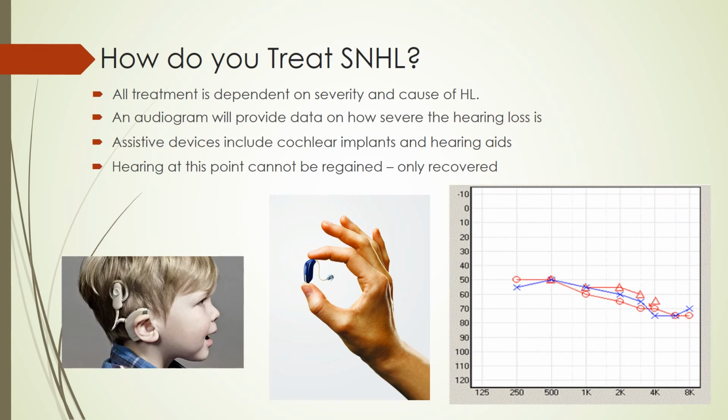You can tell that there is a hearing loss because there's a gap between the air conduction and bone conduction thresholds. One or the other threshold will show a hearing loss if they're not within normal limits. So really, most people will use assistive devices like cochlear implants or hearing aids to recover their hearing enough that it doesn't interfere with their everyday life. Because at this point, you have to remember that the hearing can't be regained; it can only be recovered with the help of assistive devices.